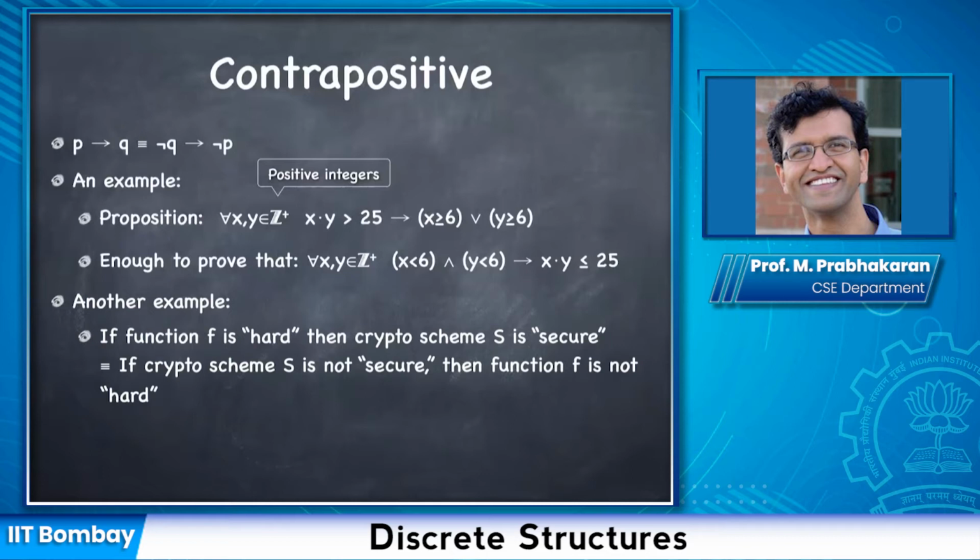So how do you even give such a proof, saying that if there is no efficient algorithm for one task, there is no efficient algorithm for another task? That looks like you don't know how to get started. But suppose you look at the contrapositive of this. It's saying if there is an efficient algorithm to break my scheme, so if my scheme is not secure, if there is an efficient attack on my scheme, then there is an efficient algorithm for this function f. F is not hard.